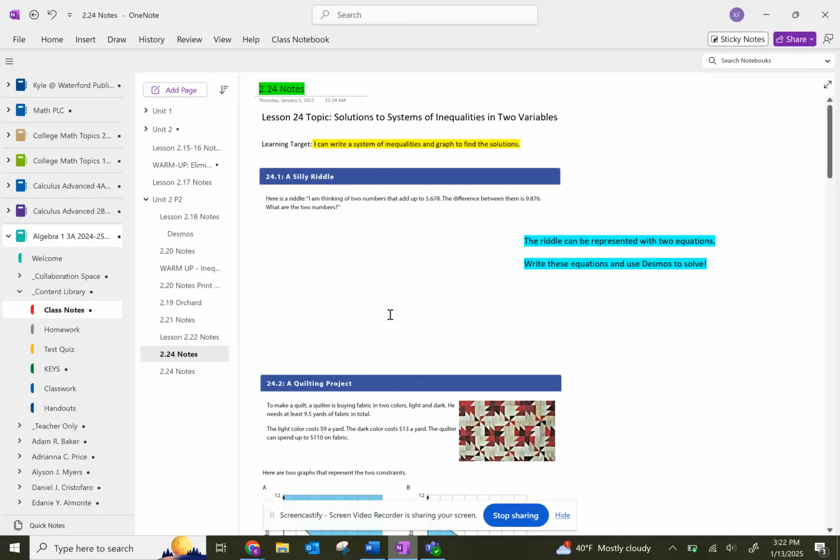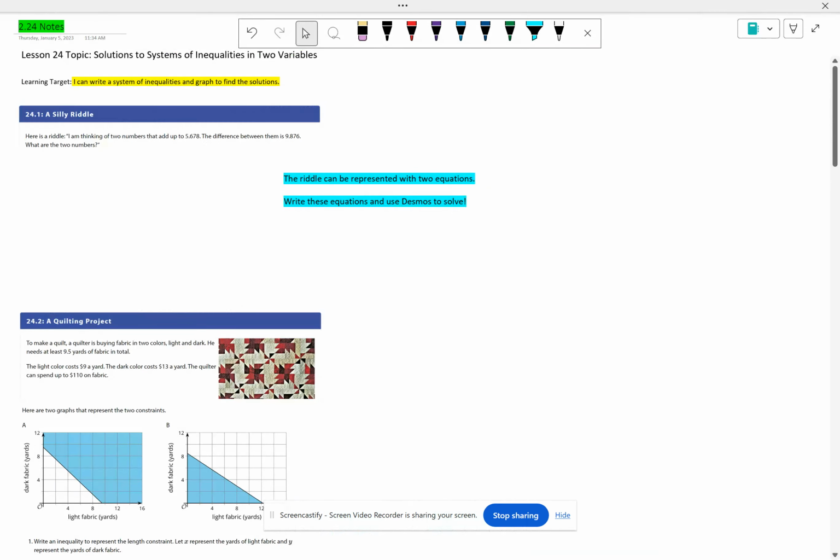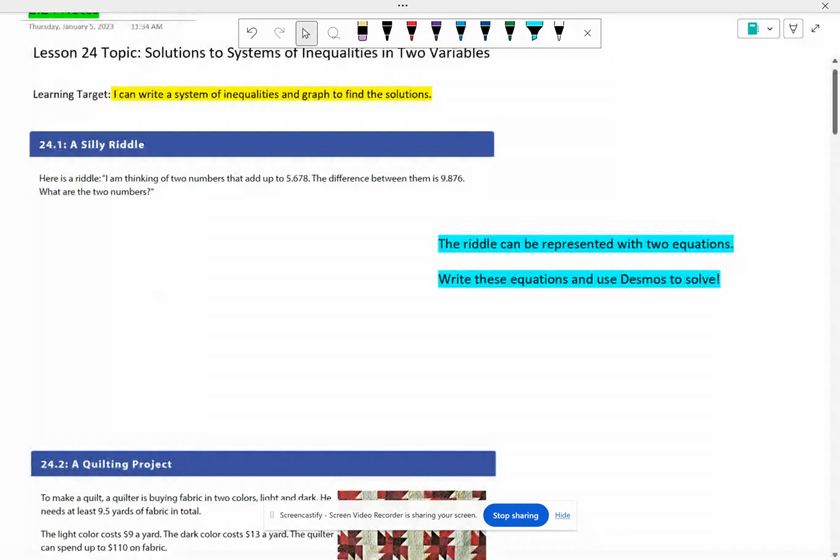Hello, Algebra 1, and welcome to Lesson 2.24. The topic is solutions to systems of inequalities in two variables. The goal is to be able to write a system of inequalities, graph it, and find the solution.